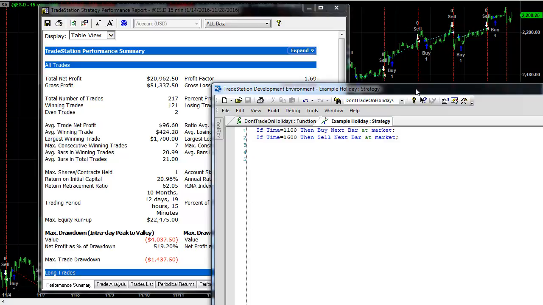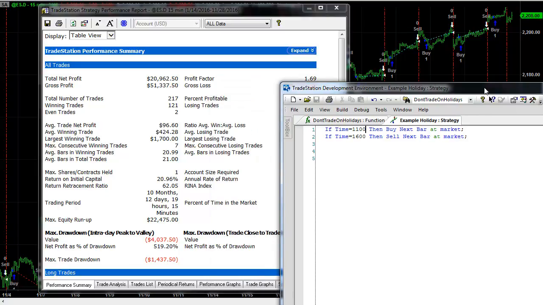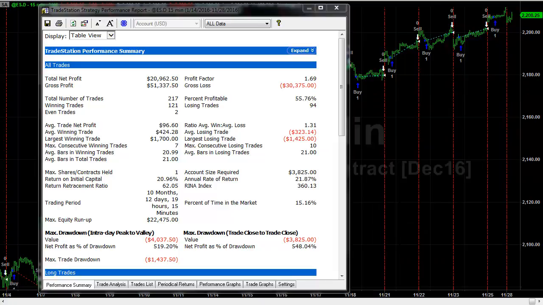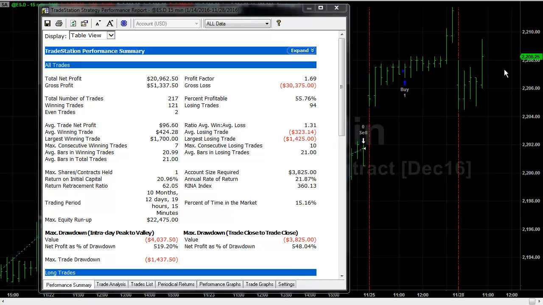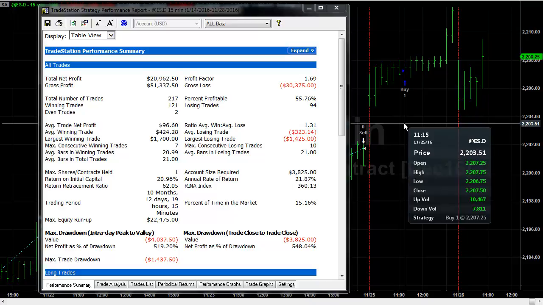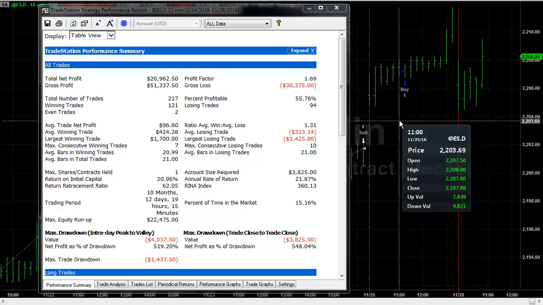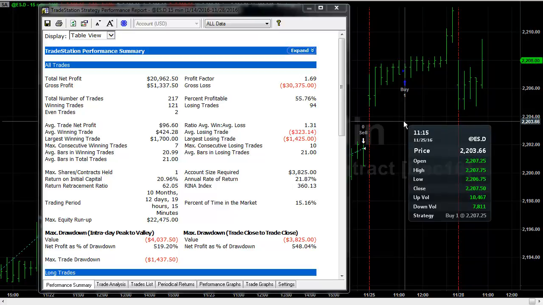So how do we manage the trades that you see exit at 1600? So if time is equal to 1600, it's military time, 4 o'clock p.m. Eastern Standard Time, then we sell the next bar at the market. So we take a look at Friday's trade, and these red bars indicate the session breaks. And you see here the market got in at 11 o'clock, and it buys the next bar at the market. So at the open of the 11:15 bar, the times are based on the end of bar, and so it gets in at open at 2207.25.